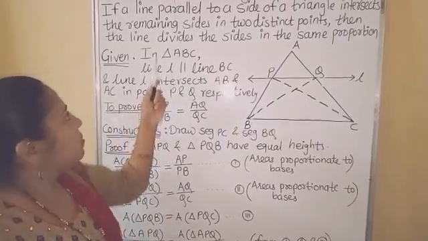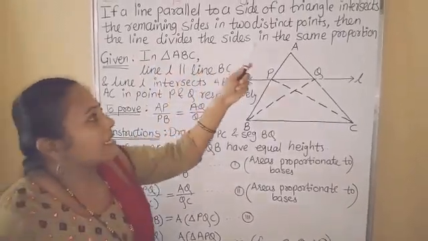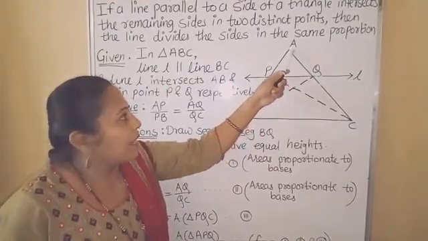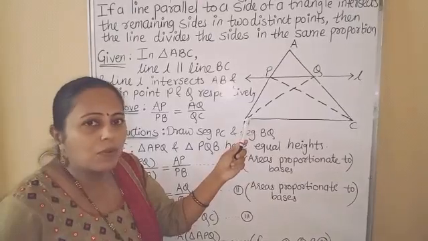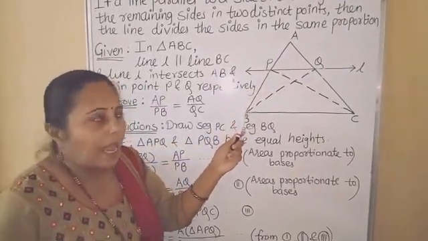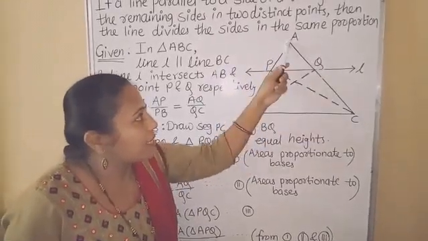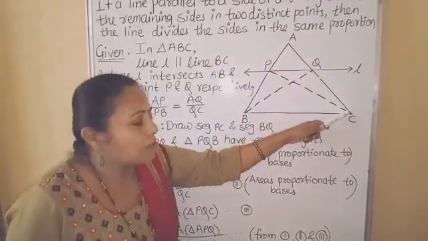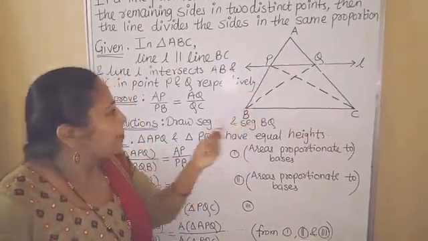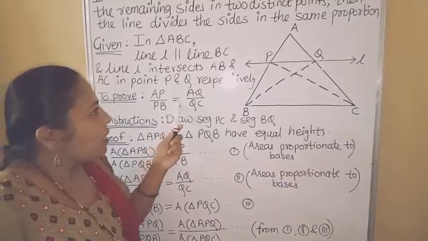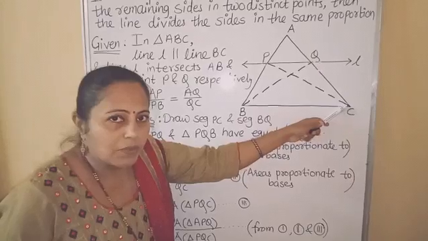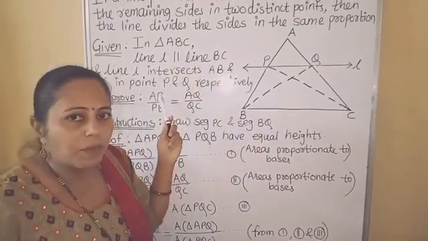Now what do we have to prove? The line divides the sides in the same proportion. So line L divides side AB into two parts, AP and PB, and side AC into two parts, AQ and QC. So we have to prove the ratio AP upon PB is equal to AQ upon QC. Okay students, understood how to write given and to prove?